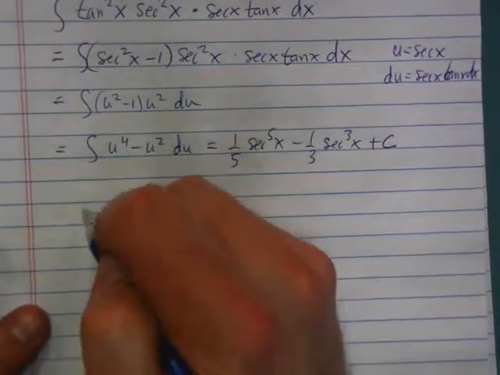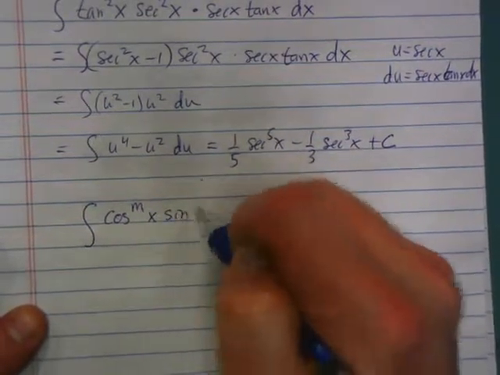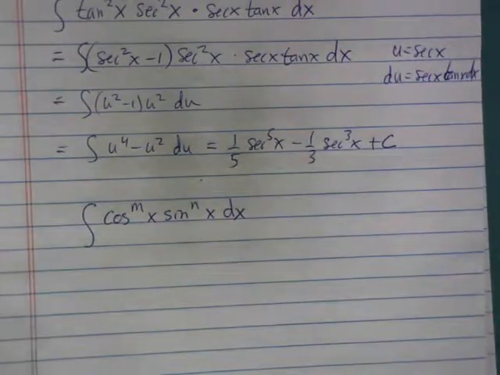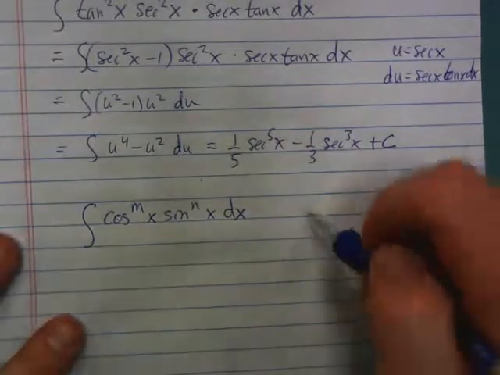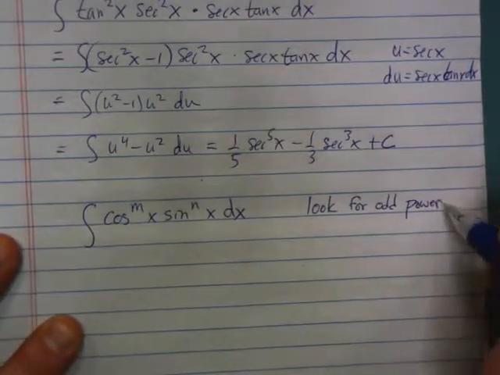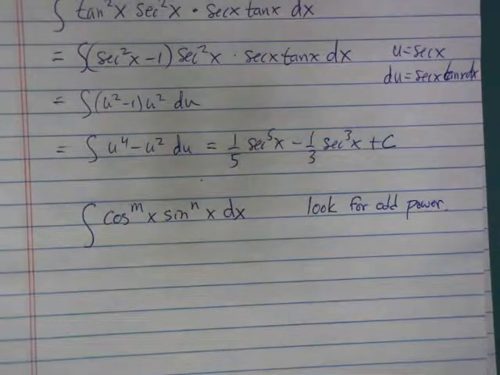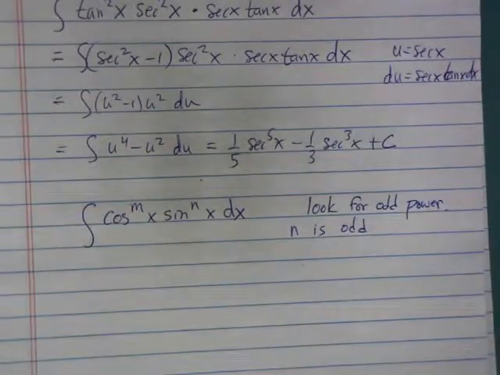All right, so little summary here. If I give you sines and cosines, what do you look for? When you see an even power, that's when you get mad. You look for an odd power. Let's say, just for argument in this case, n is odd. What are you going to do if n is odd?